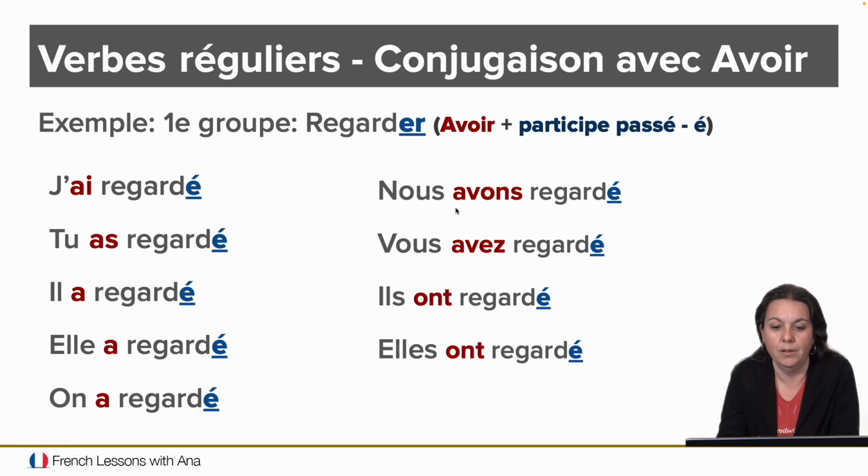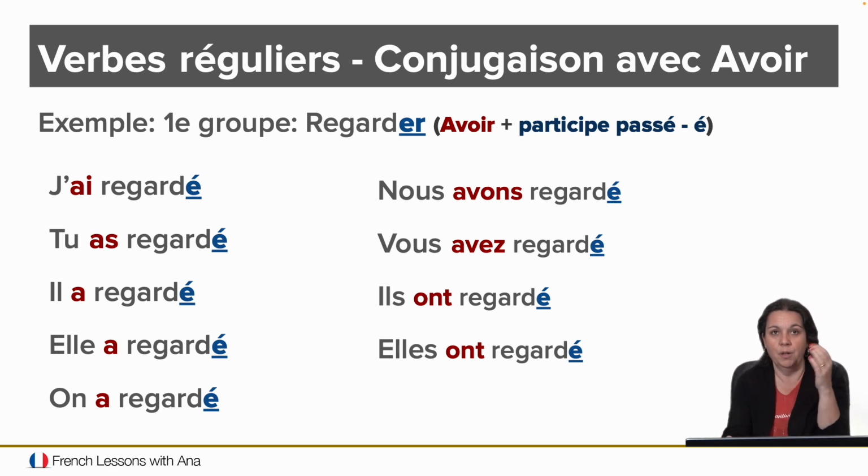Now, don't forget here the liaison. Nous avons regardé. We watched. Vous avez regardé. Ils ont regardé. Elles ont regardé. Vous avez regardé, you watched. And then ils ont regardé, they, masculine form, watched. And elles ont regardé, they, feminine form, watched. And that takes care of the verbs from the first group.